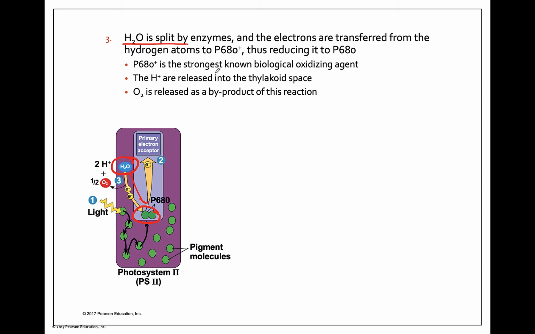P680 plus actually has to be the strongest biological oxidizing agent, meaning that it's the most electronegative molecule possible because it's pulling electrons off of one of the most electronegative molecules, which is oxygen. The hydrogens just get released into the thylakoid space. They're actually going to contribute to a proton gradient later on, which we'll see is going to be important. The oxygen is just released as a gas. This is a waste byproduct of this reaction, so the plant is just going to release oxygen at this point, and then you can use it to inhale and breathe and do cellular respiration.